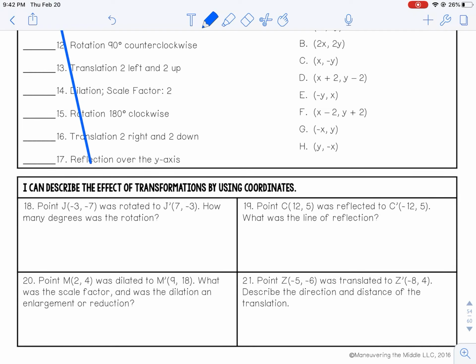Again, you're going to need the graphing boards with these or graph paper.